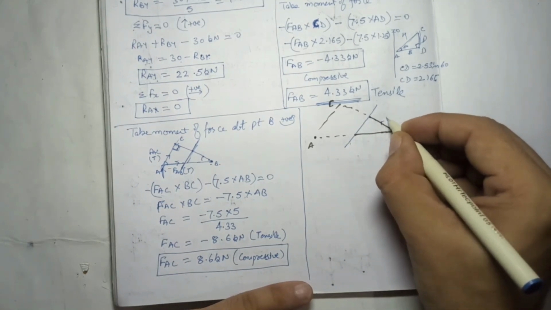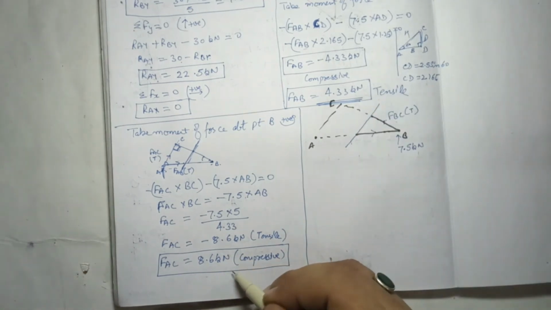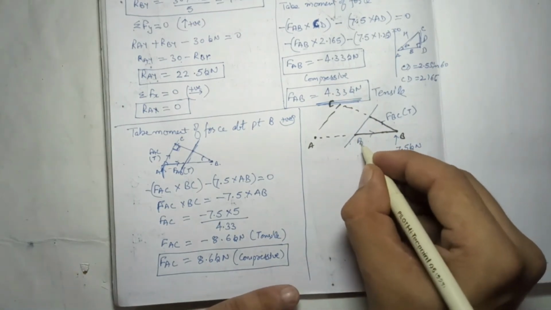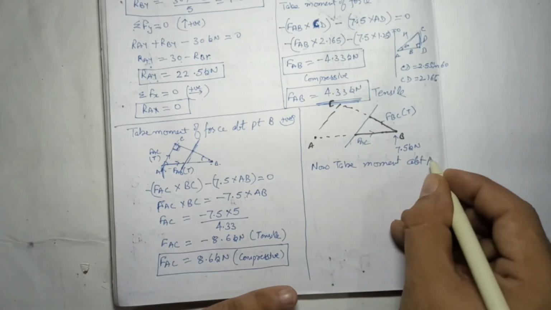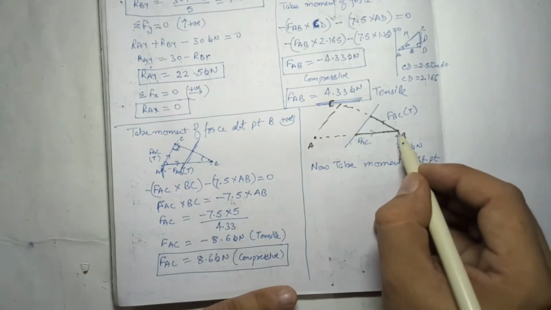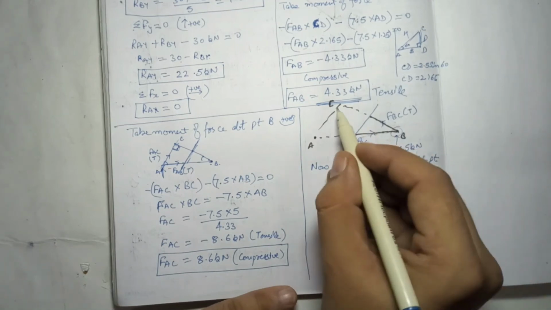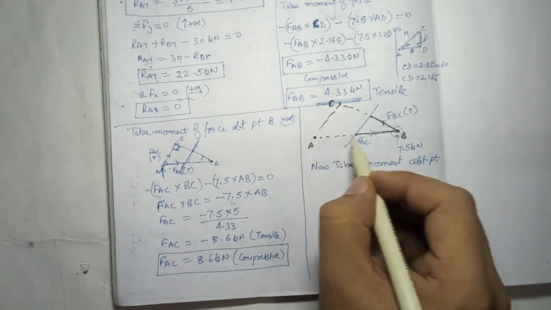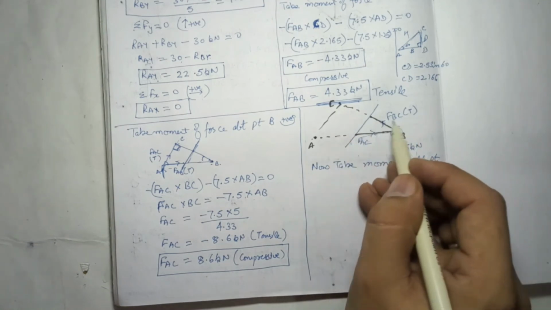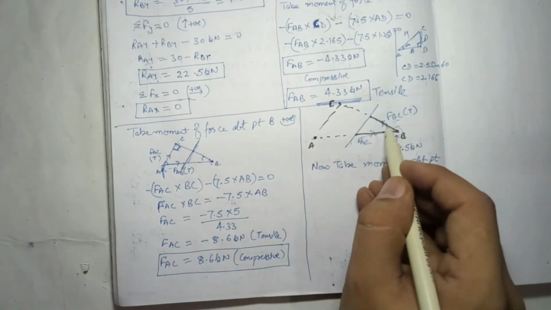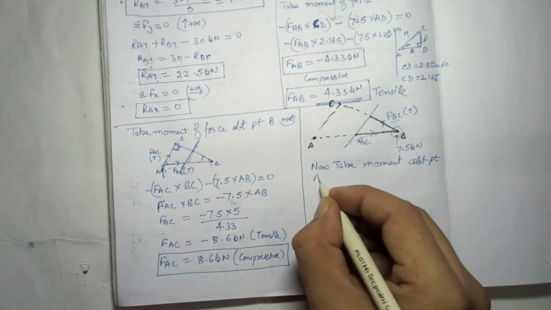Let's say I have taken FBC as a tensile force, and we have calculated FAC as compressive, so this is FAC compressive. Now take moment about a point. Which point should we prefer? If I take the moment about point B, FAB and FAC both will be 0, so we cannot take point B. So either I have to take C or A. How to decide? If I have to find FAC, then I will take moment about point C. If I have to find FBC, then I will take about point A, because FBC will have a value about point A, but FAC will be 0. So we take the moment about point A.